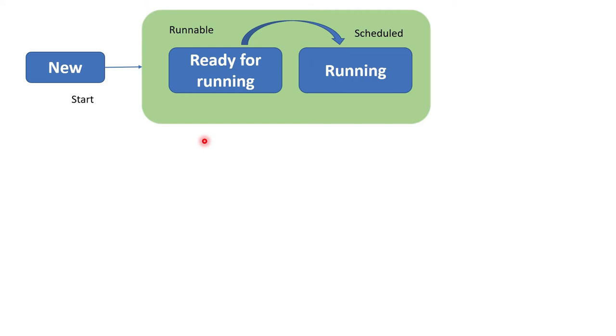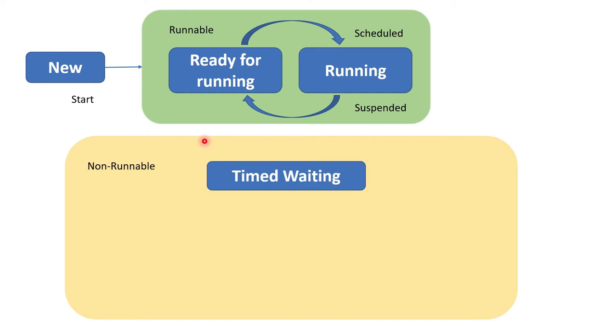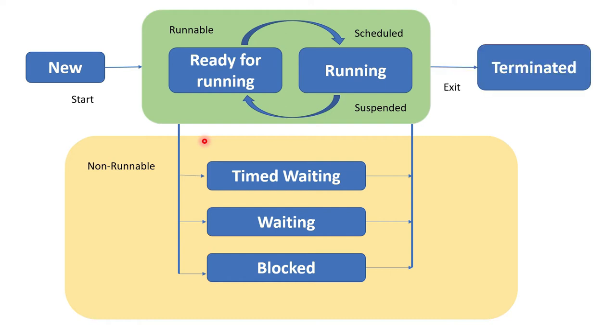And in between running, maybe some other task has to be performed or another thread will get priority. Then it will be suspended again and it can go back to the ready for running state. At that time it will be in the non-runnable state, and that state can be timed waiting, waiting or blocked. When all these things are over, like timed waiting is done or the blocked state is done, then it will again go to the running state and finish its job. Then it will exit and be terminated.